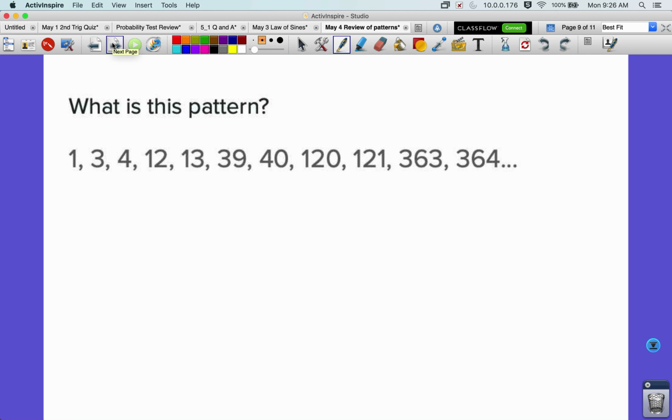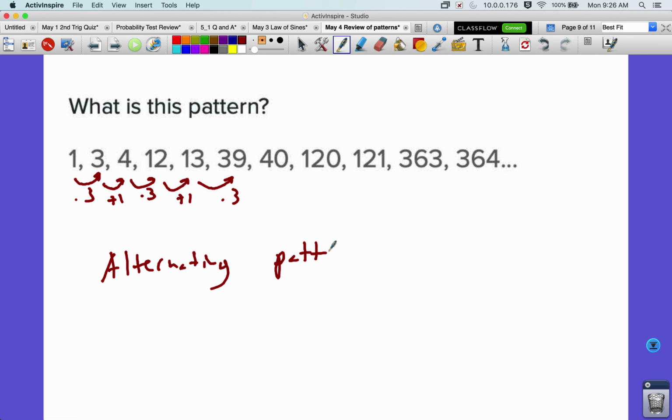Okay. What is this pattern? 1, 3, 12, 13. So look for the pattern, see if you can write it down. All right, here's what's happening. We're going times 3, then plus 1, and then times 3, and then plus 1, and then times 3. So this is an alternating pattern of times 3 and plus 1.